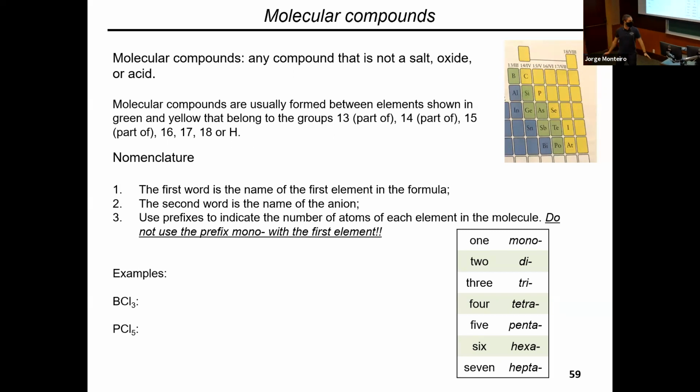The nomenclature is pretty simple, very similar to oxides. The first word is the name of the first element in the formula, and the second word is the name of the second element in the formula. And here you will have to use prefixes to indicate the number of atoms of each element in the molecule. Again, do not use the prefix mono with the first element.